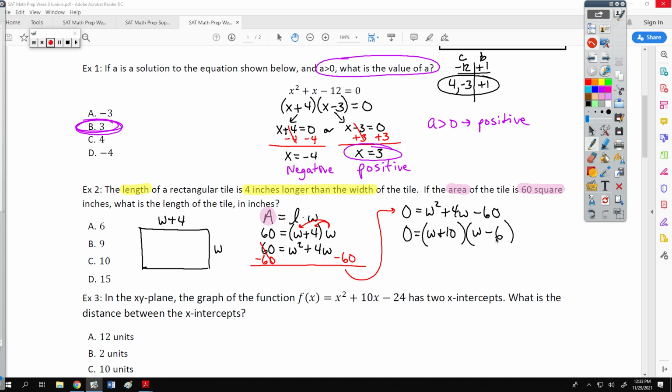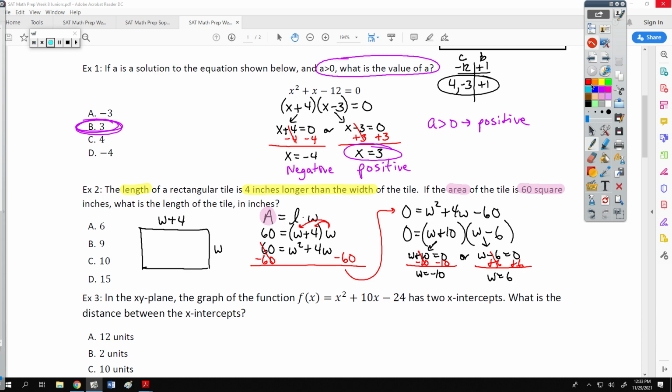Again, that means we have two possible algebraic answers to that equation. W plus 10 equals 0 or W minus 6 equals 0. Set each factor equal to 0. Then we solve. Well, if we subtract 10 from each side of that first equation, we get W equals negative 10. And if we add 6 to both sides of the second equation, we get W equals 6.